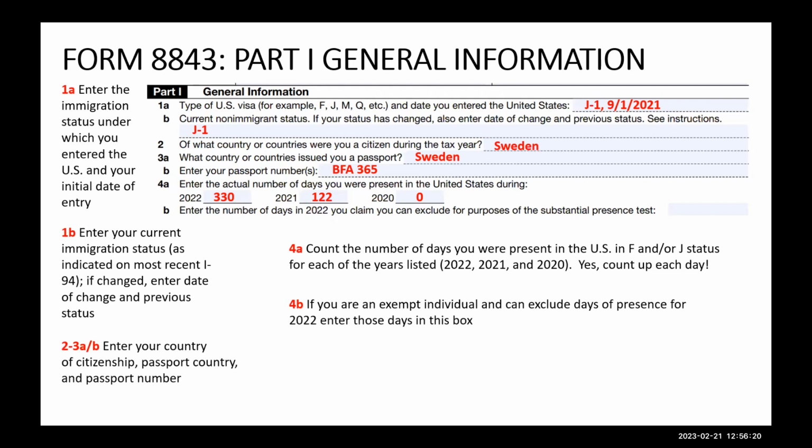Okay, question. I was on TN status and J status during 2022. Does the day count include both statuses? Yeah, if you can email internationaltaxhelp@ucsd.edu with this question and a little more information on the dates when you changed, I'll be able to respond better.